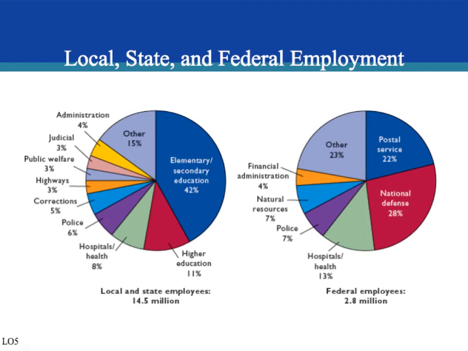The U.S. government employed about 16% of the U.S. labor force in 2011. So that's a big chunk of the labor force. And we see here that for federal employees, that's 2.8 million people in 2011. A big chunk of them were in national defense and then the postal service, followed by hospitals and health, because some of these hospitals and health facilities are federally owned, and then police, natural resources administration, and other.